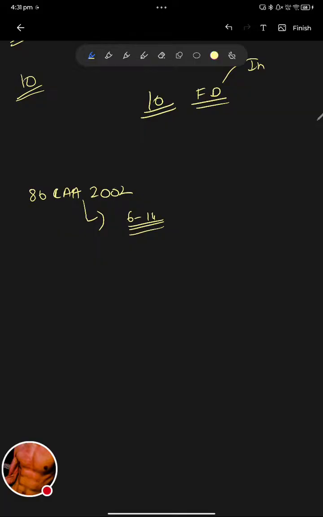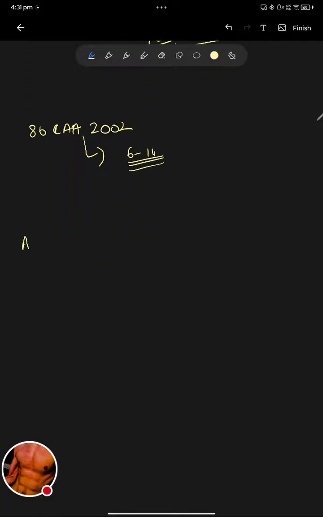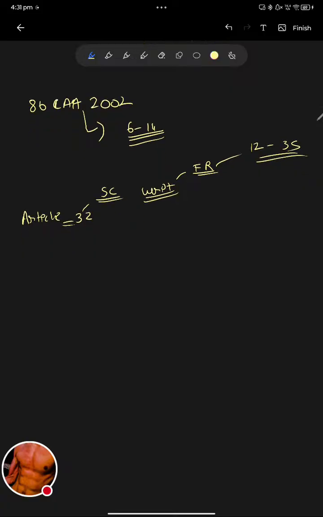I think I'm done with this topic, and I'm going to go with the writs and all that. Okay, so writs. Writ is in Article 32. This is the Supreme Court's power to issue writs, and this is in our fundamental rights, which are from Article 12 till Article 35. And this is under 32, which is for the Supreme Court. Article 226 is for the High Court.